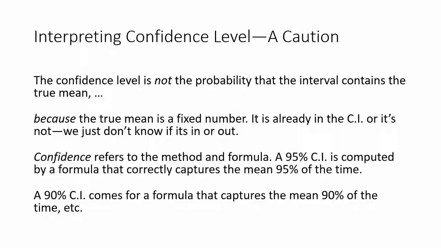So that's the caution you want to use when you're thinking about probabilities and confidence intervals. For a confidence interval, it's already computed and the mean is already fixed. So the mean is in there or it's not. The probability attaches to the method, or you could say to the formula. The formula captures that mean 95% of the time, or 90% of the time, or 99% of the time, and the rest of the time it fails. For any particular interval that you compute, though, we don't know. The mean might be in there, it might not, but we have a sense of confidence that it's there, and we can quantify that as 90, 95, or 99% typically.